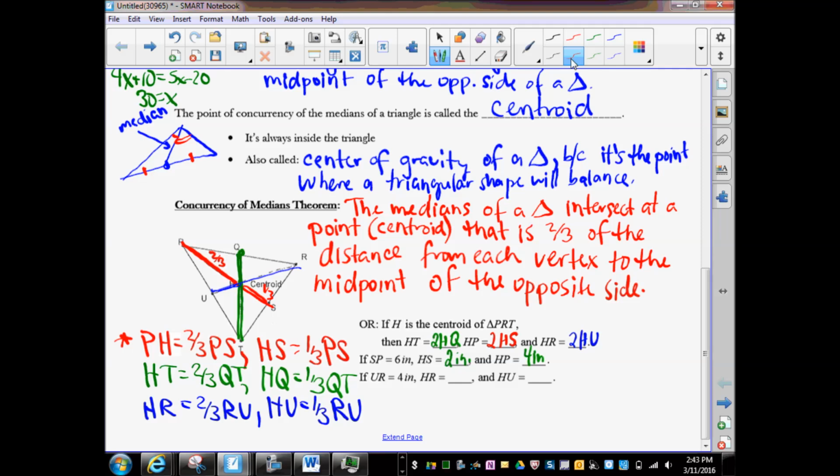So let's look at it. HR is 2/3 of the whole thing. Well, what's the whole thing? 4. And a reminder for those of you that have forgotten how to multiply fractions. Same thing as 4/1. We multiply straight across, which is 8/3. So then what would HU be? So HU is 1/3 of my distance, and 1/3 of the whole thing is 4/3. I mean, you can say 1 and 1/3, but don't you dare say a 1.3, because that's not correct. That'd be 1 3/10.